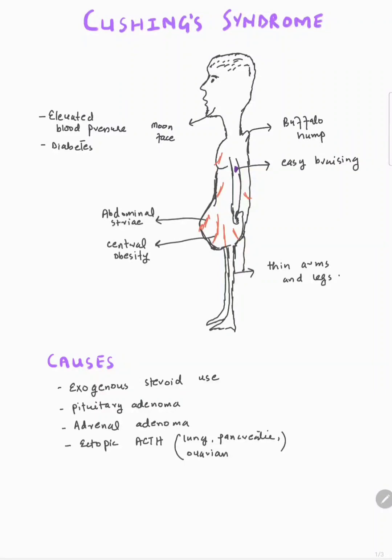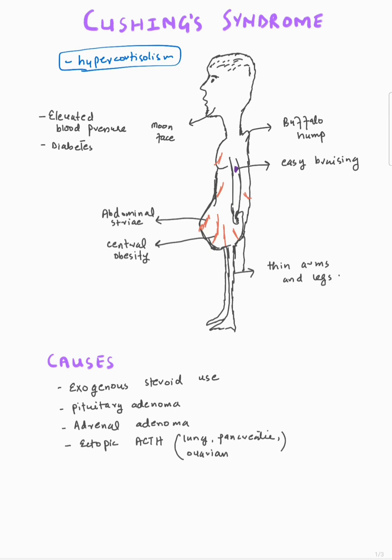So today we will be talking about Cushing's syndrome. So what is Cushing syndrome first of all? Cushing syndrome is, you can say in simple words, hypercortisolism. So there is an increased level of cortisol in the body, and that's basically Cushing's syndrome.